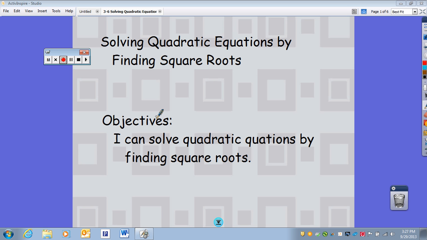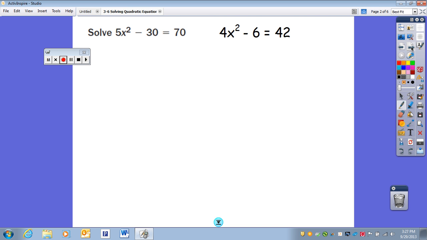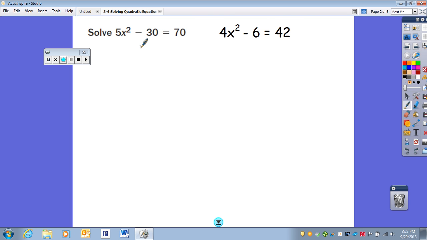In this lesson, we will be solving quadratic equations by finding square roots. The first thing that we need to do when we're solving a quadratic is take a look at the original equation. If the original equation contains only an x squared and not an x term, then we can solve in this way. We will get the x squared by itself.